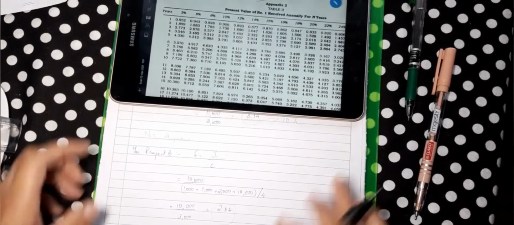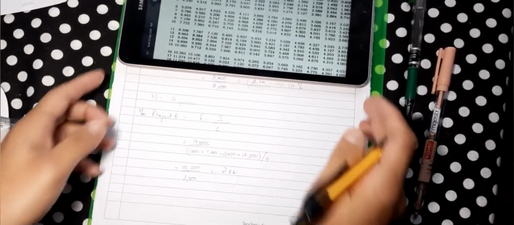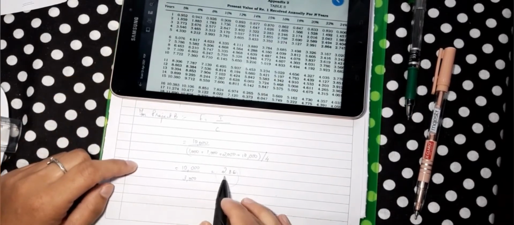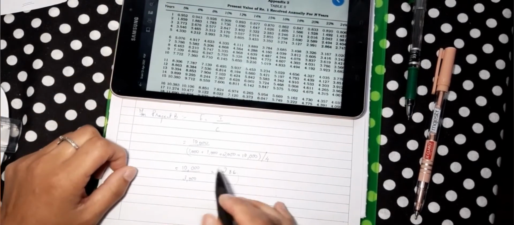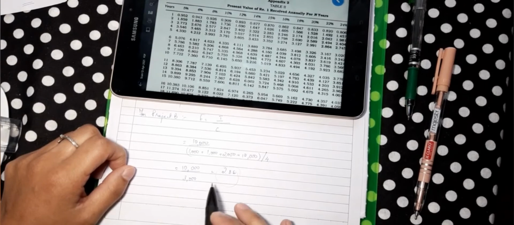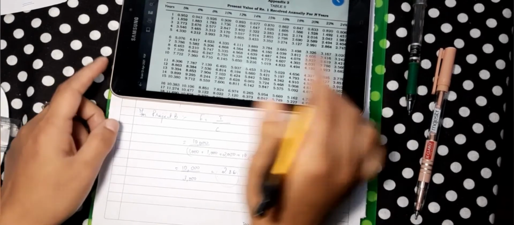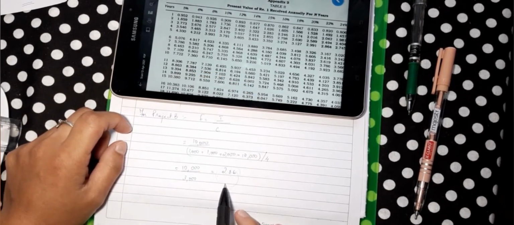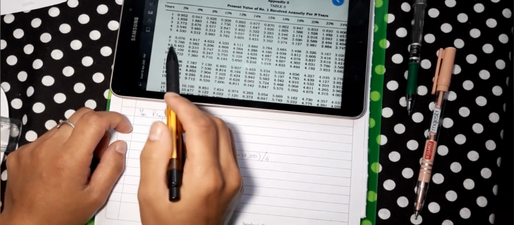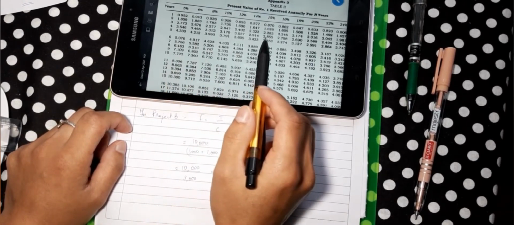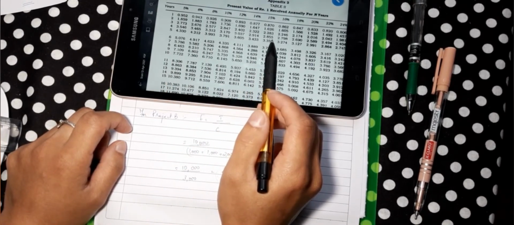The same way we can go for project B also. In case of project B, the factor is 2.86, and again n is equal to 4 years. So in the fourth year, look for 2.86 or something closer to 2.86. So 2.855, basically 2.86.